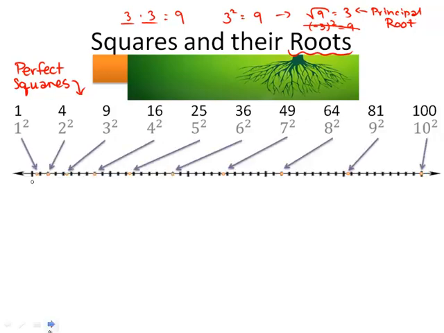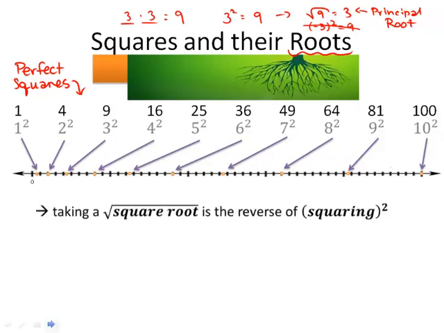So here are the perfect squares mapped out on a number line, and we're going to use that to our advantage to estimate other roots that are non-perfect squares. First, let's define a square root. A square root is defined to be the reverse of a squaring operation. The mathematical definition is: if we take the square root of a and that equals b, then that is the case only if b squared is also equal to a, and these statements are equivalent to each other.